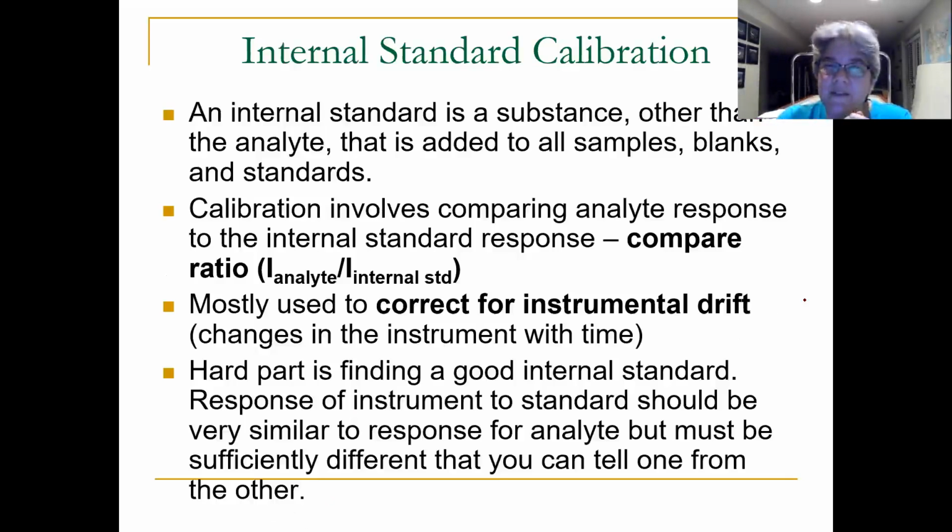So how can we fix this? Well, we find something else that I'm going to put in. And the idea is that as the instrument's changing with time, both my sample and the internal standard will both change together in the same direction, so that the ratio of these two should always be the same. Now it can be hard to find an internal standard because it has to have a different response than your sample, but you want it to be similar, but also that you can tell it apart.